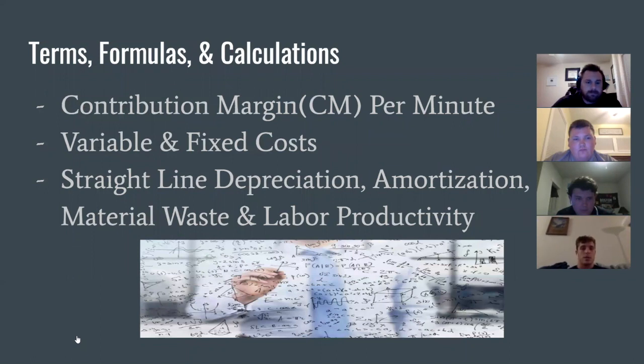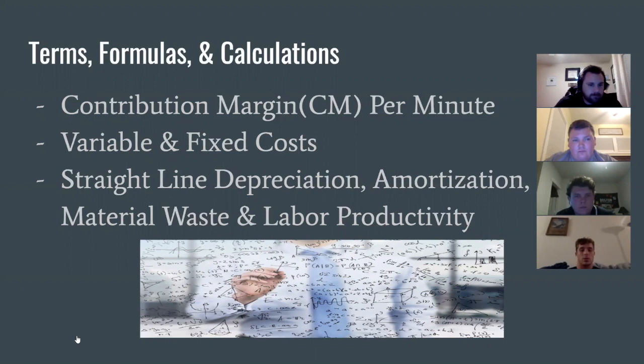So some terms, formulas, and calculations used when solving the Excel sheet were the contribution margin per minute, variable and fixed costs, straight line depreciation, amortization, and material waste and labor productivity. First, understanding the contribution margin as well as the variable and fixed costs plays a huge part in understanding what is going on in the company, as well as calculating the correct numbers so you get the correct outcomes of what's actually happening. Also, you need to use the fixed cost to solve for contribution margin, which helps you understand how it plays into the company.